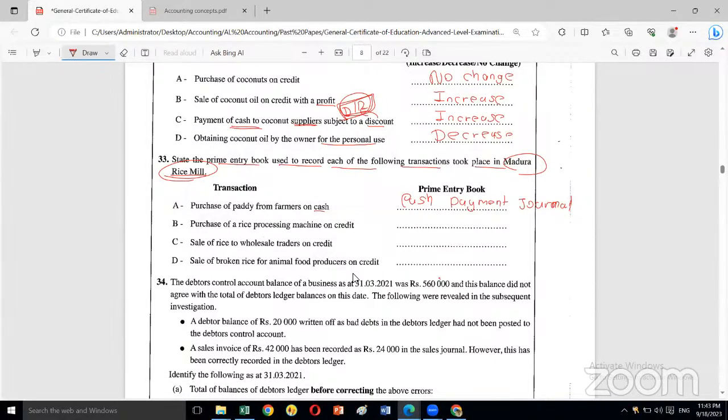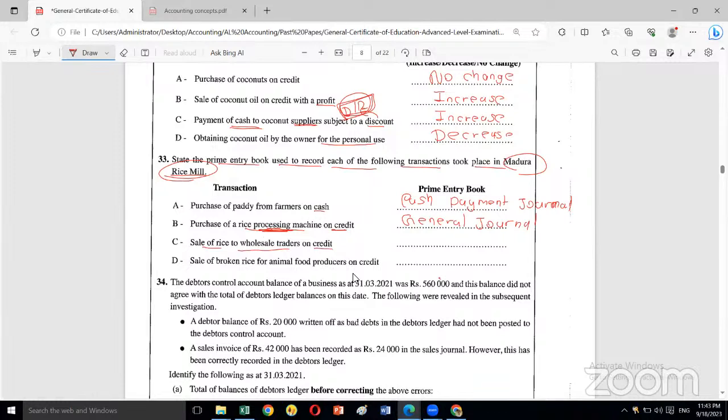B. Purchase of rice processing machine on credit. Why did I purchase the rice processing machine? In order to use it, so this will become our non-current asset. If I am purchasing a non-current asset on credit, what is the prime entry book? General journal. We should record a non-current asset purchase on credit under the general journal.